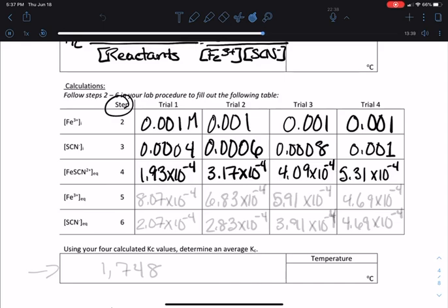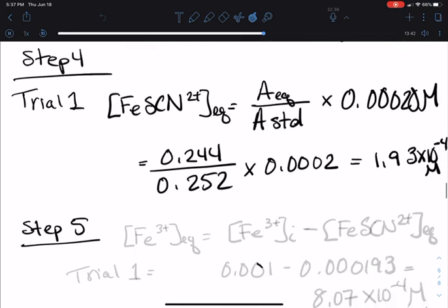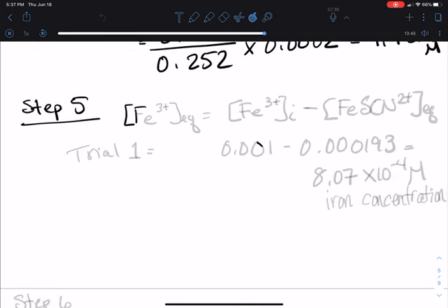Now we're going to calculate the concentration of iron at equilibrium. And that's just the initial concentration of our iron minus the concentration of the product, because it took that much to use it at equilibrium. And that's where the 1-to-1 ratio comes in handy. Makes it a little easier on this experiment.